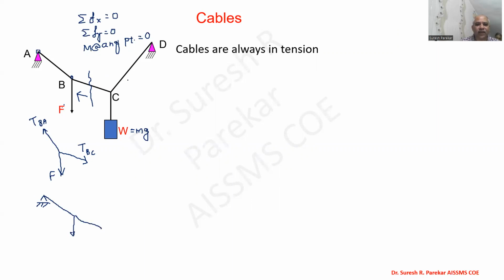We can take a section from any cable, but we are not allowed to take a section through a joint. That means I cannot take a section like this through joint B. That is not allowed. So you have to take the section through the cables. You can take it from anywhere, apply these equilibrium equations, and you are in a position to find the values. Now, cables are always in tension.